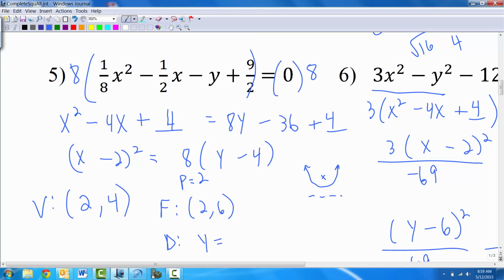Y equals 2? I'm at 2 comma 6 and I have to go 2 down. Oh yeah, it is 2. Sorry. I was thinking of the x coordinate.